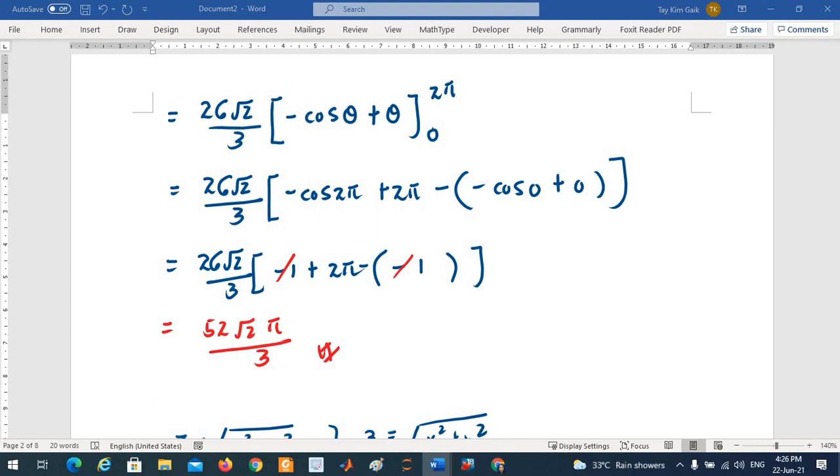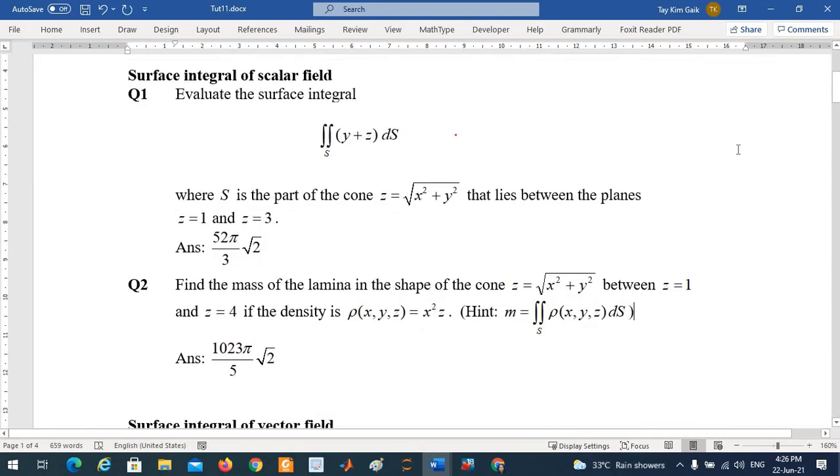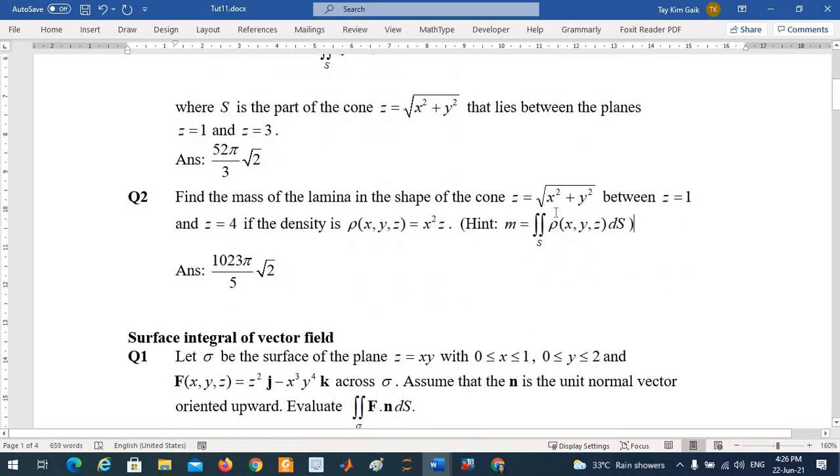This is question 1. Question 2, similar, because it's the same cone equation. Question 2, the same cone equation, but now between z equal to 1 and z equal to 4, and given the density rho xyz equal to x squared plus z, find the mass of the lamina in the strip of the cone.